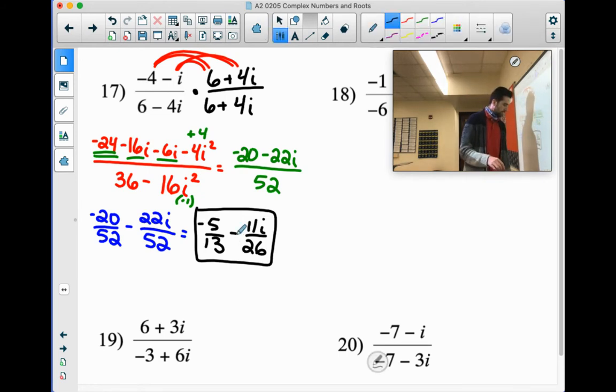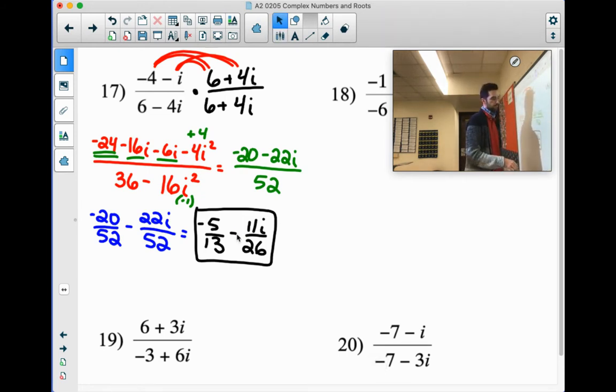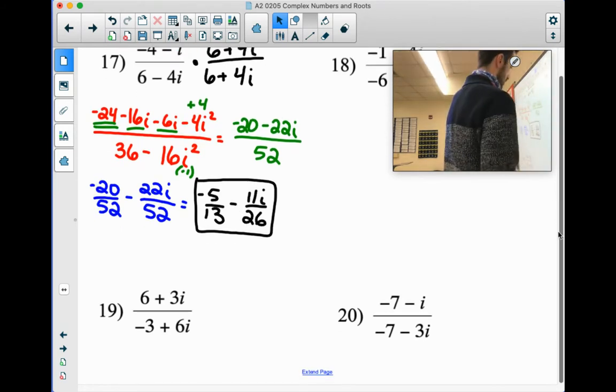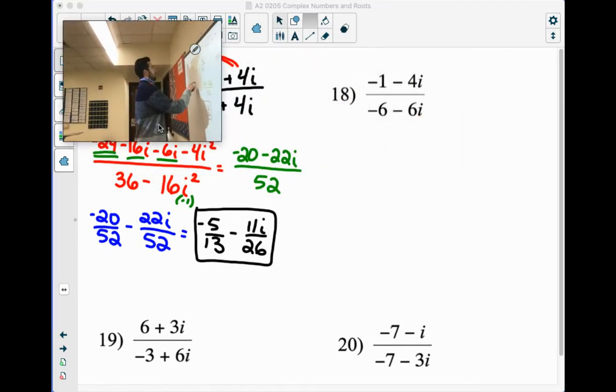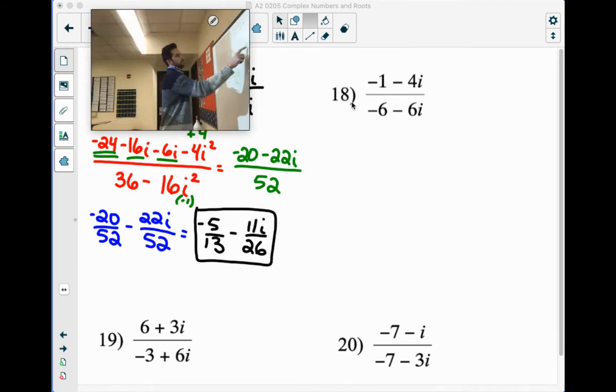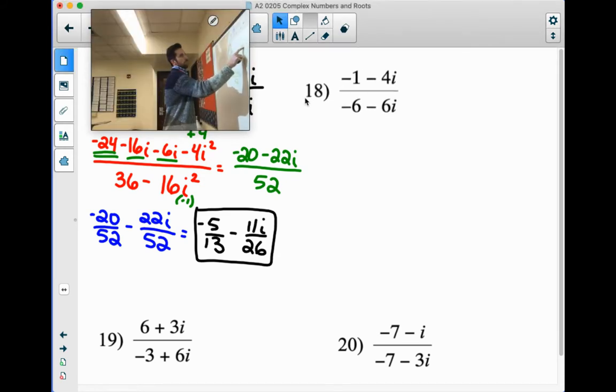If you're feeling good and you want to try this on your own, go ahead and try. We'll just do 18 here. But I'm going to start going over it. So pause here if you want to try it yourself.